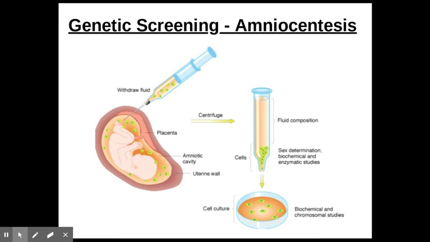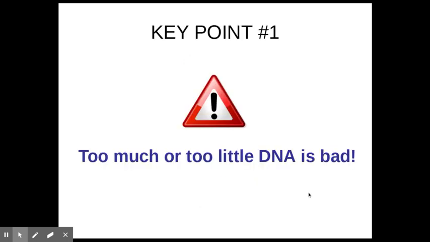So you can do genetic screening for this before the baby is born. It's through a process called amniocentesis. In amniocentesis, they stick a needle into the uterus of the mother and draw out fluid that surrounds the baby. Then they centrifuge it, and then they can put it on a growth plate, do the cell culture, and see if the cells are normal.